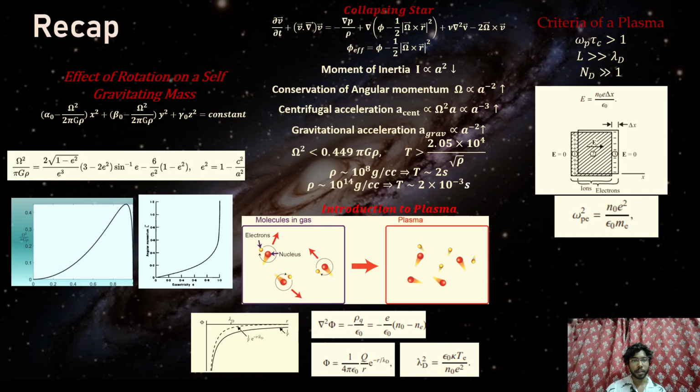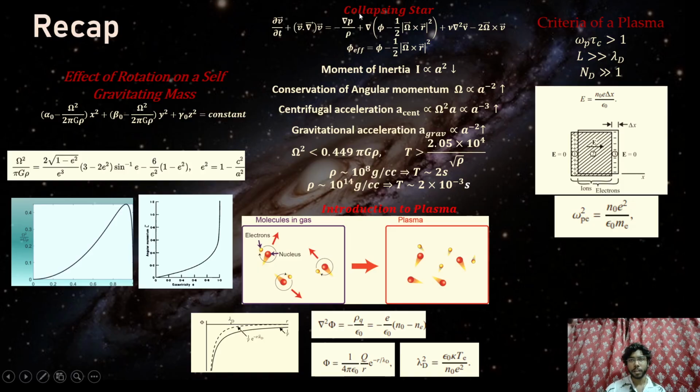To look for why this happens, we also studied how the angular momentum varies with eccentricity, and we saw that the angular momentum doesn't show any such maximum. In fact it increases, and as we go to higher and higher eccentricities, the angular momentum increases even faster, right? So that was the effect of rotation on a self-gravitating object.